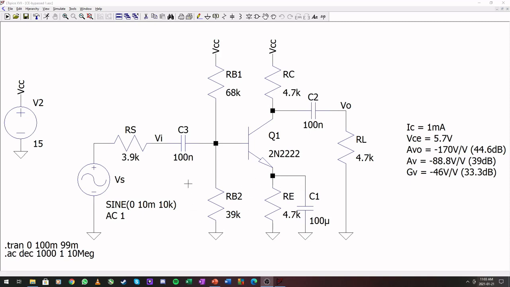But with the emitter resistor, ensure that the change here is not much larger than 10 millivolts. I will show you the distortions in this first simulation. But when we have an unbypassed emitter resistor, you can start to increase this beyond 10 millivolts going into this amplifier, because it gets divided between the V pi and the emitter.